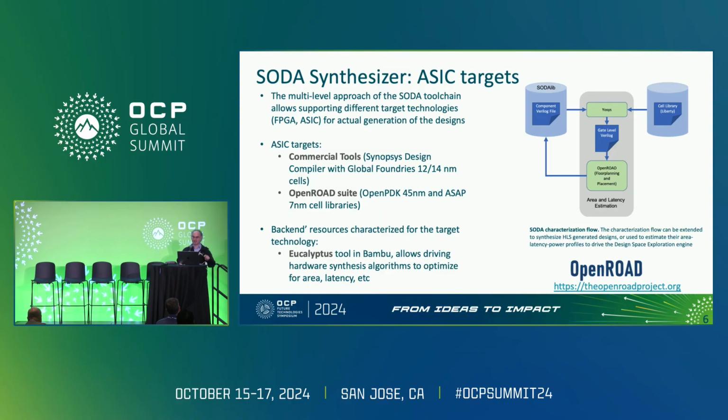Specific thing on the ASIC targets: the multi-level approach enables you to target ASIC and FPGAs also. But for the ASIC target, this is one of the key contributions that we did in this work, in the SODA synthesizer: the ability to target directly commercial tools, Synopsys Design Compiler with the GlobalFoundries 12 and 14 nanometers, for example, but also the OpenROAD suite. We have a set of numbers coming from OpenPDK, ASAP 7 nanometers and libraries. We also taped out some designs with SkyWater 130 nanometers using fabless. We'll tell you in a few months if we did get an actual accelerator and not just an expensive keychain.